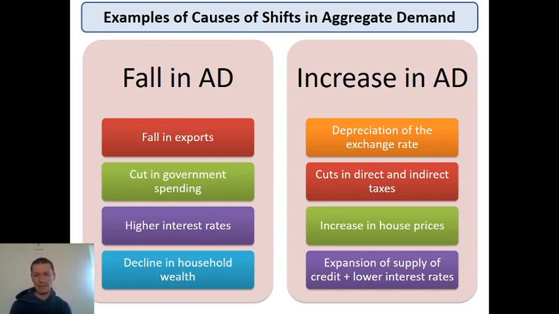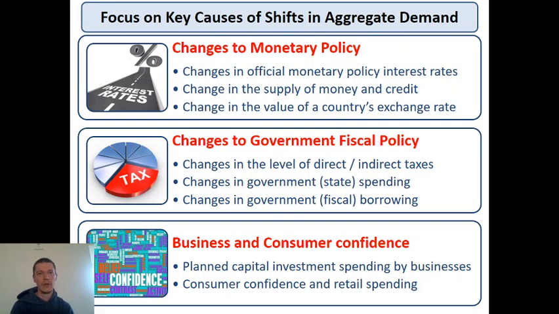And the last one, an expansion of supply of credit and lower interest rates. If banks lend more money, if rates of interest come down, loans are cheaper to pay back, we're going to be more incentivized to take these. We're going to spend, consume, AD, right. There you go, people. Let's move on.